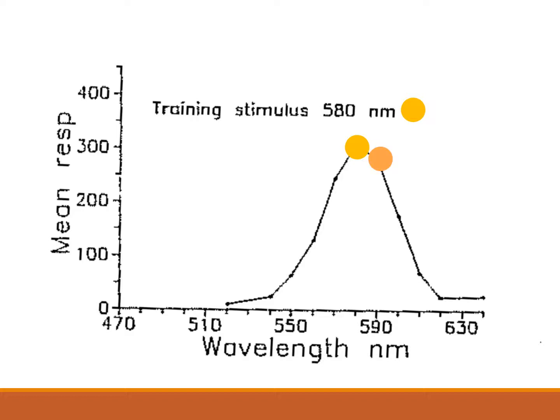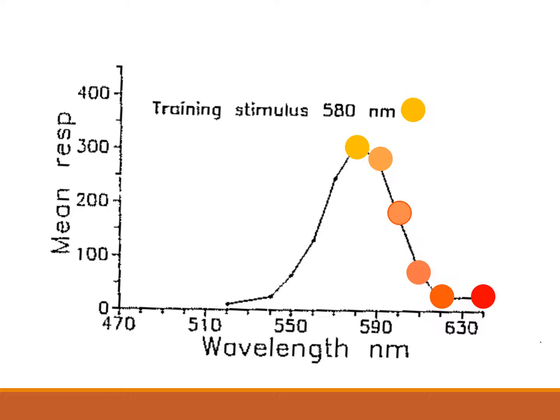590 nanometers is a kind of reddish orange. We see that the pigeon still pecked at a pretty high rate in the presence of that stimulus, but at a lower rate than when orange was presented. 600-ish nanometers is redder still, and occasioned a lower rate of pecking. The further we get to the right on the x-axis, the less orange the stimulus becomes, and the lower the rate of pecking occasioned by that stimulus.